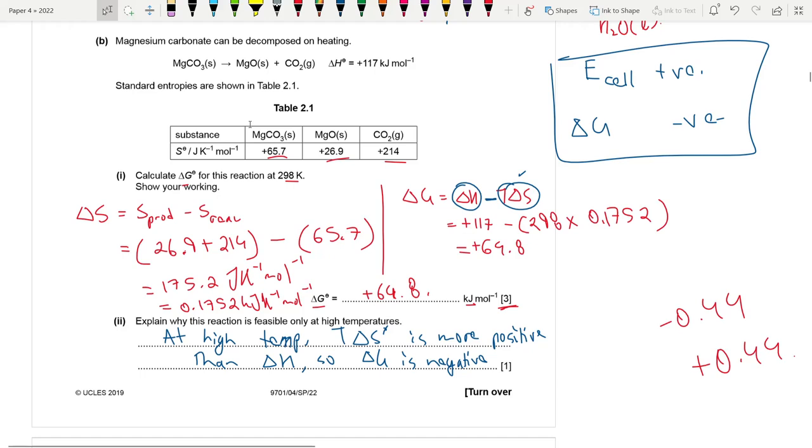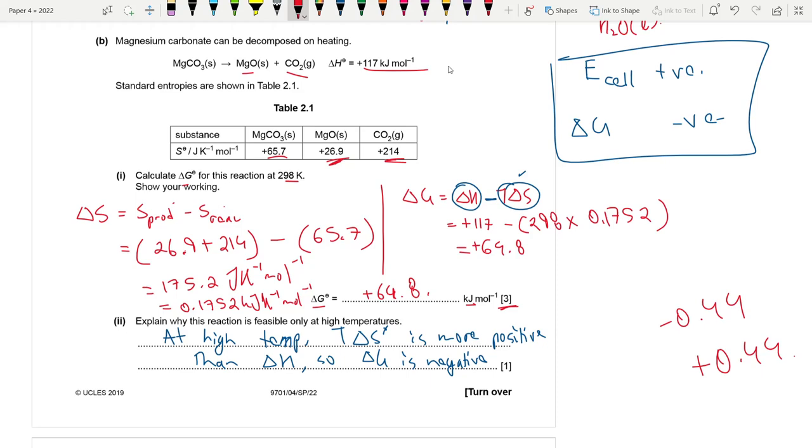Magnesium carbonate can be decomposed on heating. Calculate del G. So we know that del G is equal to del H minus T del S. Sometimes you won't be given del S. You need to find that out. So del S system is actually equal to del S products minus del S reactants. On the product side, we have carbon dioxide and MgO. So 26.9 plus 214 minus 65.7. We're getting an answer of 175.2 joules per Kelvin per mole. But you need to convert it to kilojoule per mole, because del H is given in kilojoules. 117. So if we convert it, we're going to get 0.1752 kilojoule per Kelvin per mole.